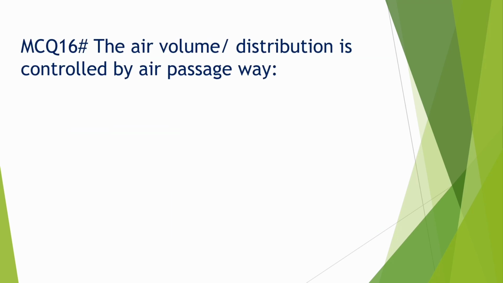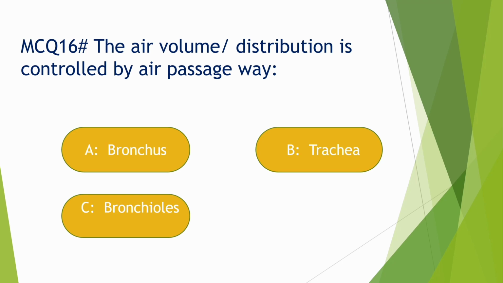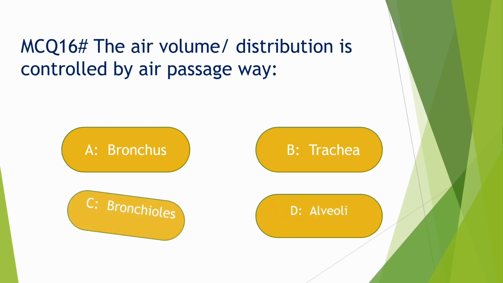The air volume or distribution is controlled by air passageway. Option A, bronchus. B, trachea. C, bronchioles. D, alveoli. Correct option is C, bronchioles.